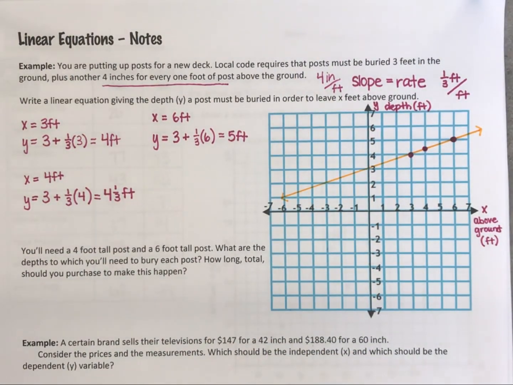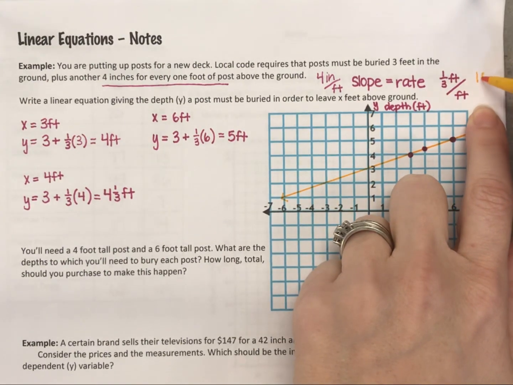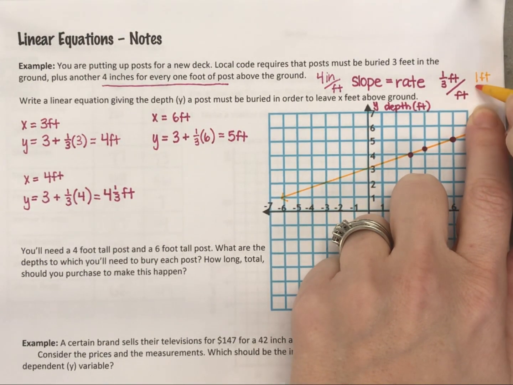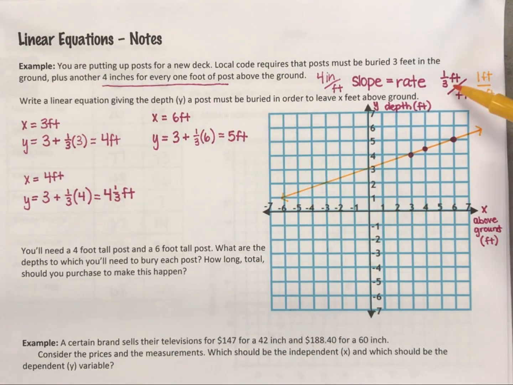All right. What do we notice about this line? The first thing I notice is, remember how I was talking about the rate is always going to be the slope? See how it does go up 1/3, up 1/3? You could also think of this rate as 1 foot buried below the ground for every 3 feet that you have above the ground. Both of those say the same thing. So for every 1 foot of burying depth, we would be able to increase by 3 feet above the ground.